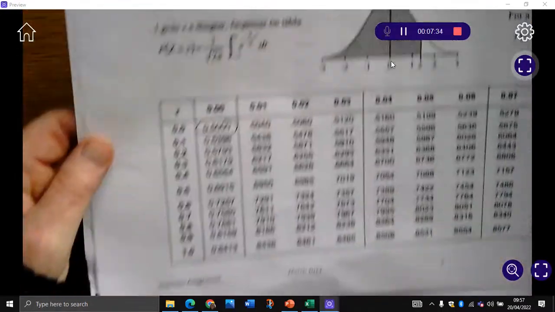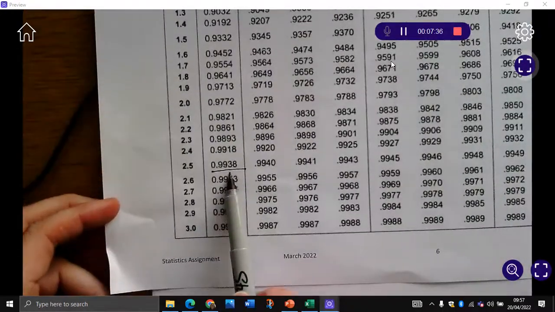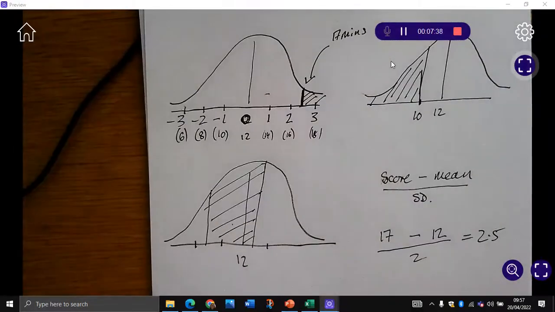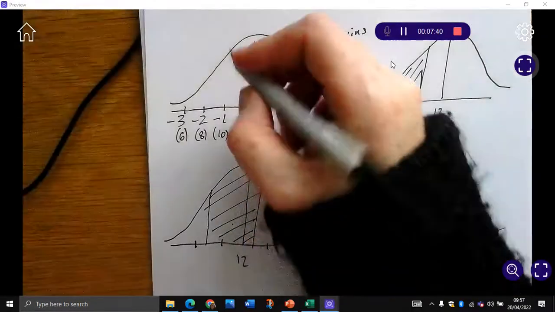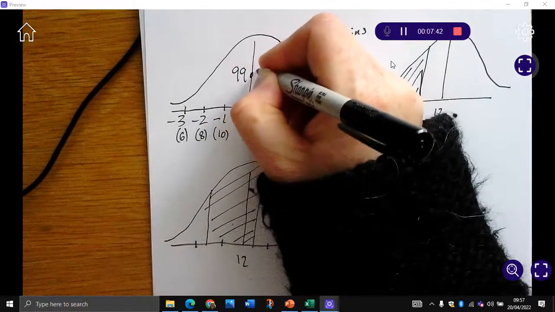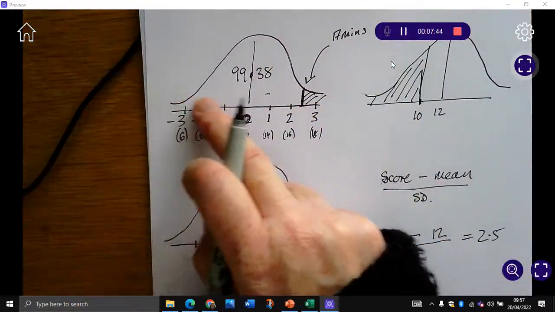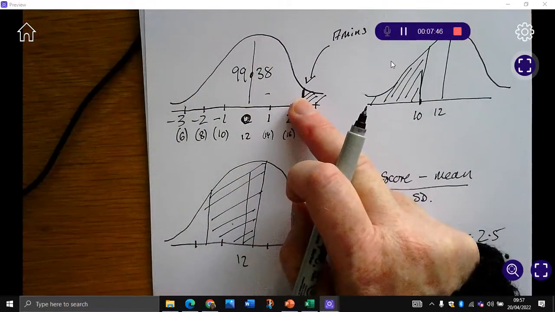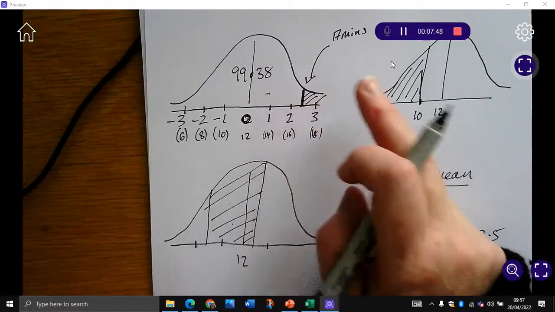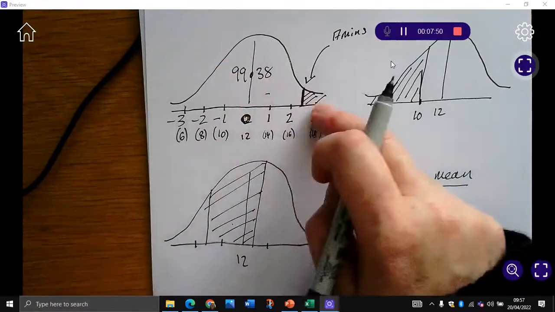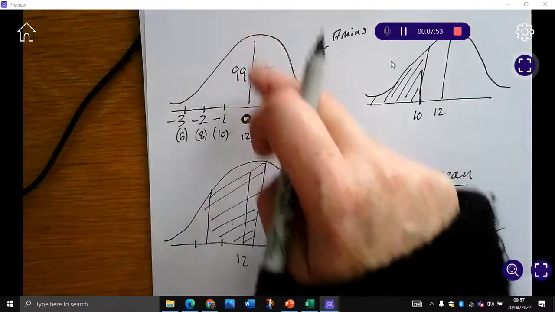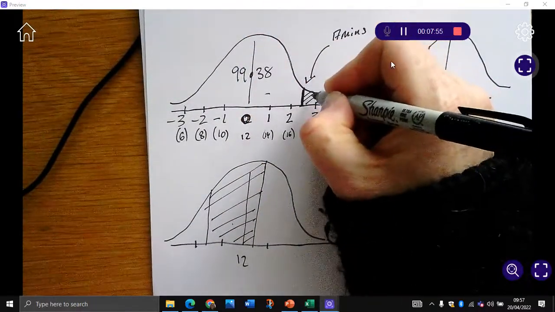So I go here, 2.5 is 99.38%. But 99.38% gives you everything up to. So it's how many times they were less than 17 minutes. So you need to use this symmetrical 100% thing to subtract, and you get 0.62%.